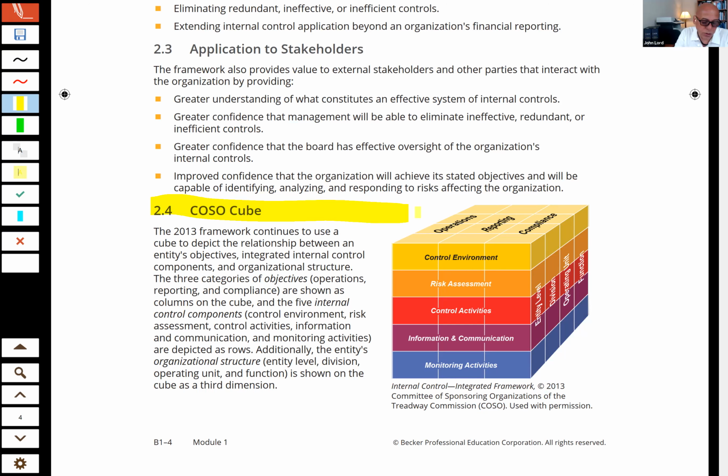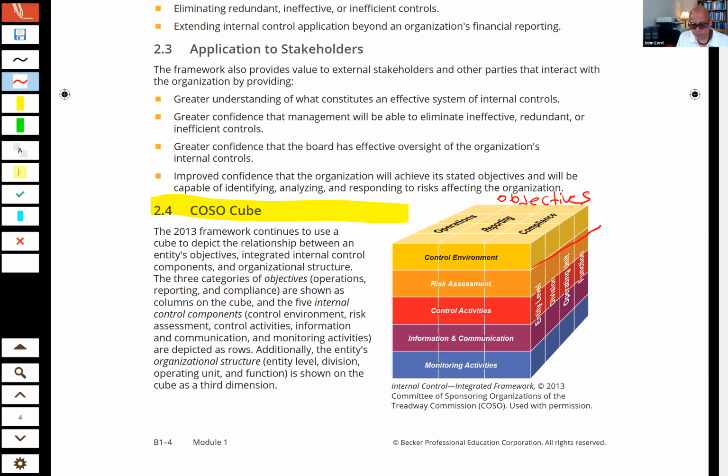Okay, but we have this COSO cube, and we have the objectives of the organization. So this top panel is the objectives of the organization. And when we look, we have operating objectives, reporting objectives, and compliance objectives. Now, we say that the objectives of the business cut across various levels of the business, at the entity-wide level, at the division level, and so on.